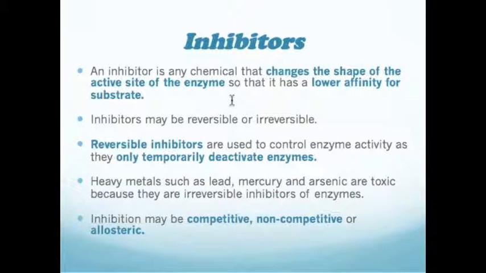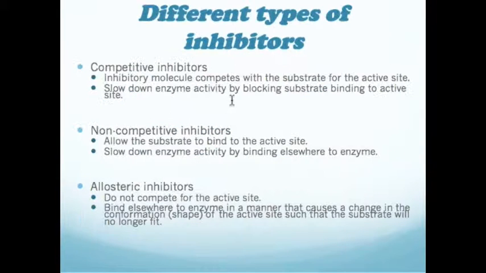Inhibitors. Now, an inhibitor is any chemical that changes the shape of the active site of an enzyme, so it has low affinity to the substrate. They can be reversible or irreversible. Reversible inhibitors are used to control enzyme activity as they only temporarily deactivate the enzyme. Heavy metals such as lead, mercury, and arsenic are toxic because they are irreversible inhibitors of enzymes. Inhibition can be competitive, non-competitive, or also allosteric.